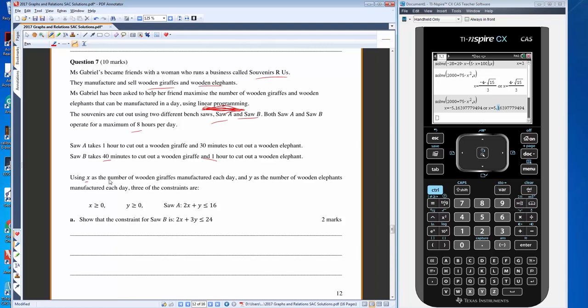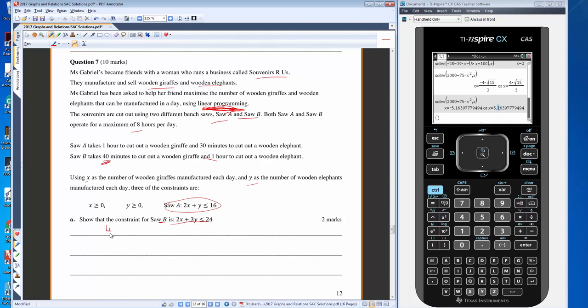So x is giraffes, y is elephants. These are the constraints. And saw A's constraint is this, and this is saw B's constraint. You need to show why it's this, because really these numbers aren't anywhere here. So a lot of you had trouble working this out, and it's got to do with the time.